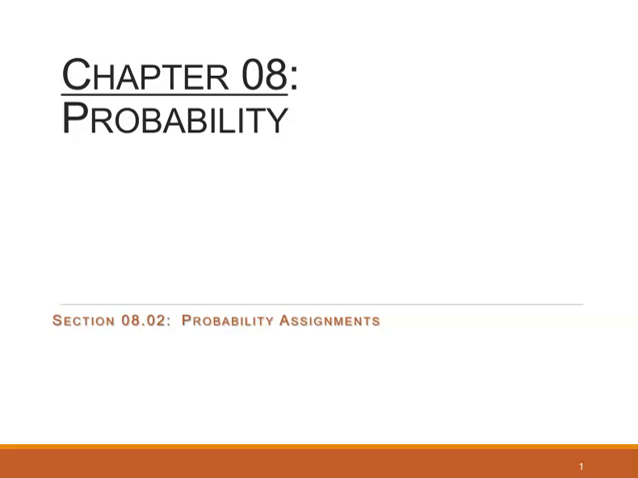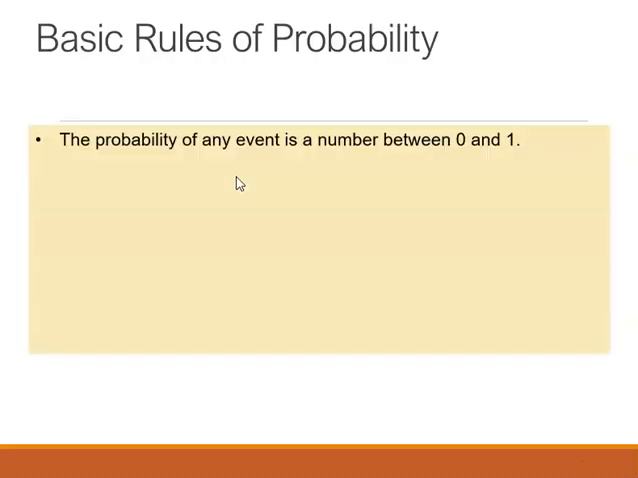Okay. So today we're going to continue down our probability rabbit hole here. We'll start with just some basic rules about probability. The first is the probability is a number between 0 and 1, or as a percentage between 0 and 100, or a fraction greater than 0 and less than 1.